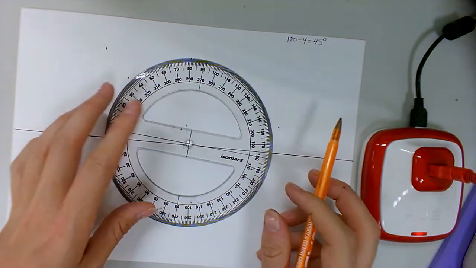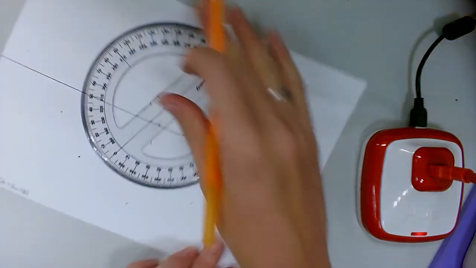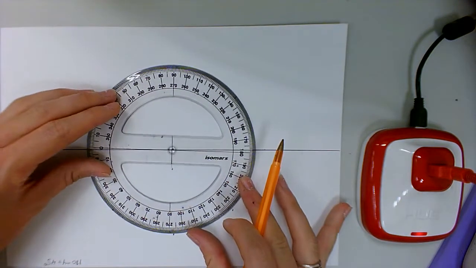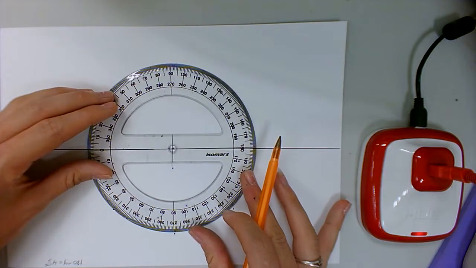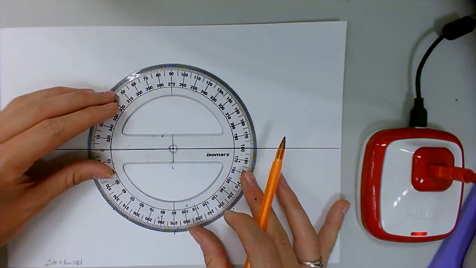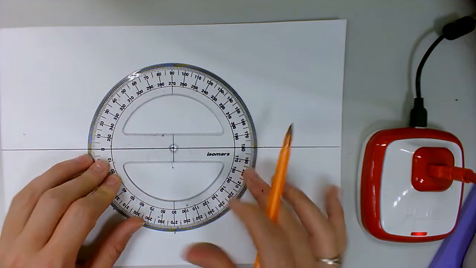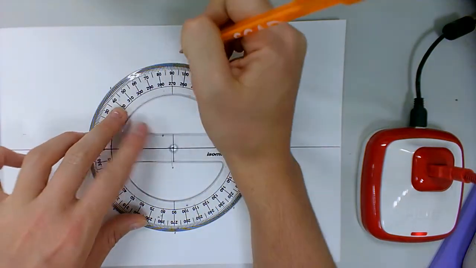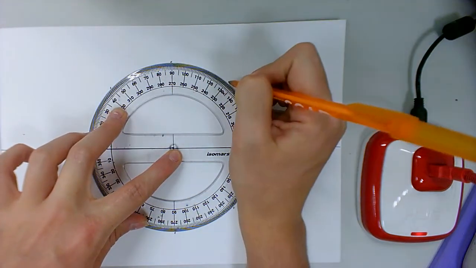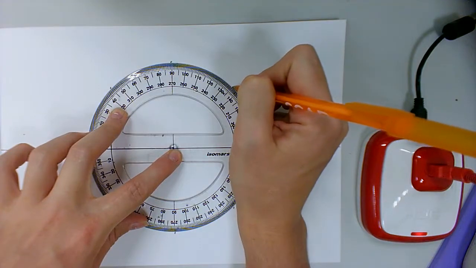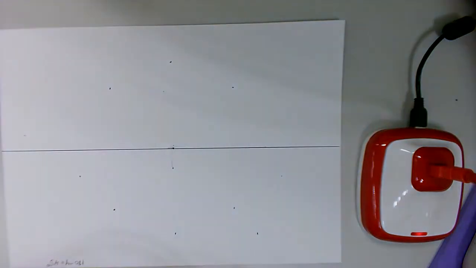I'm going to do the same thing on the other side of my paper, so I'm going to turn my paper around, line it up again, and I'm going to mark 45 again. I'm going to mark 90, and then I'm going to mark 135. Now I have all these marks on my page.